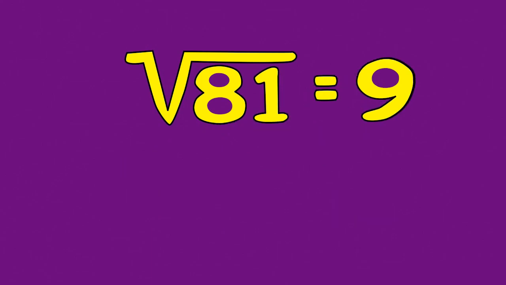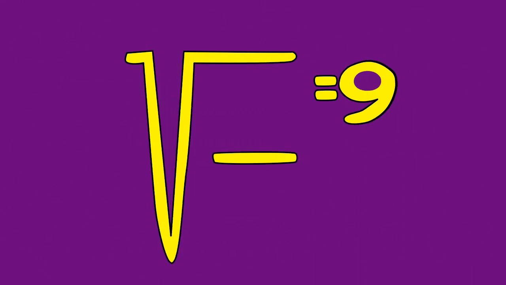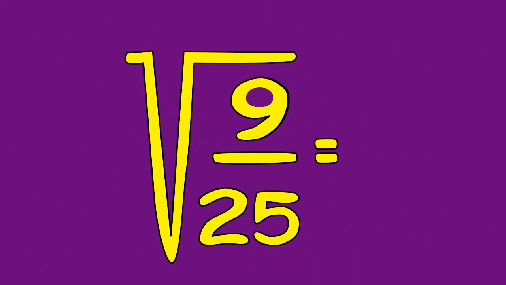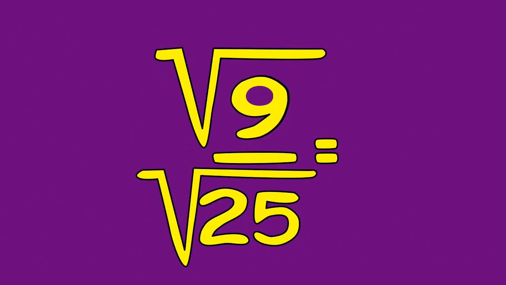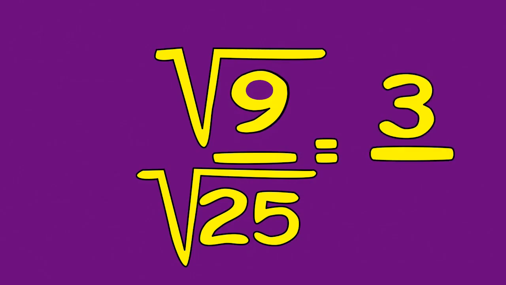But what happens if you have to find the square root of a fraction? To find the square root of a fraction, think of it as two smaller square root problems. Here we have the square root of 9 over 25. If we change it to the square root of 9 over the square root of 25, we can find the square root of each number to get 3 over 5.